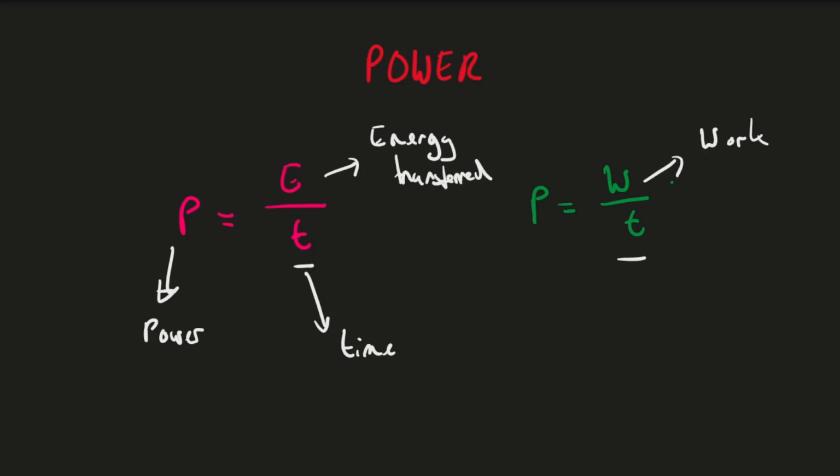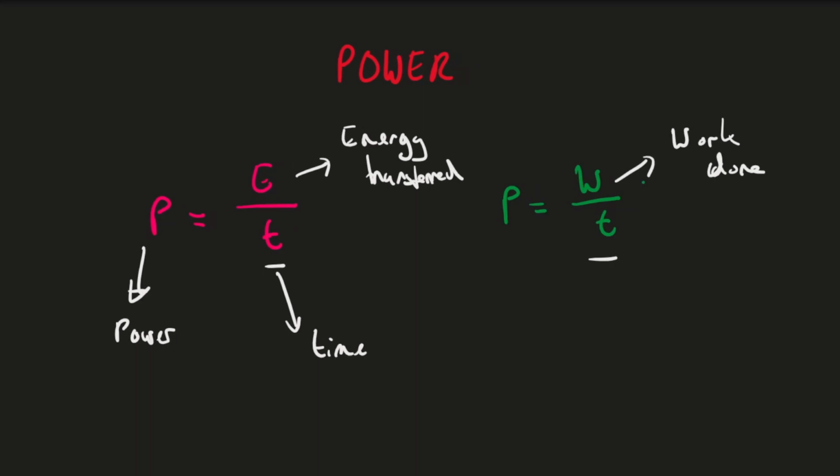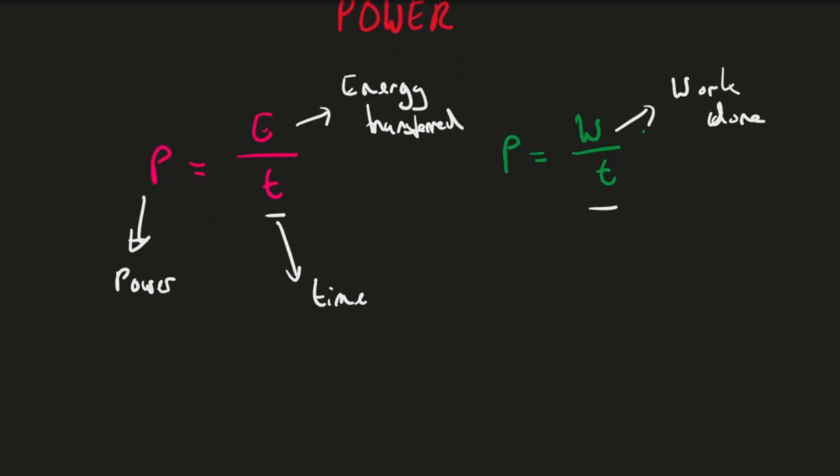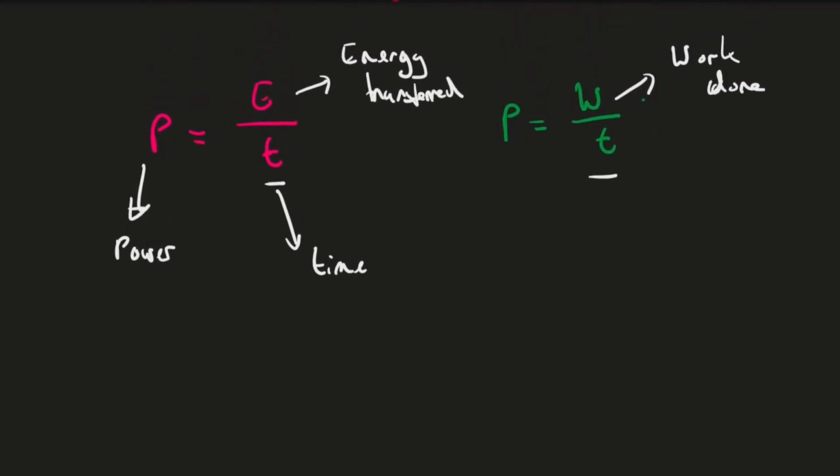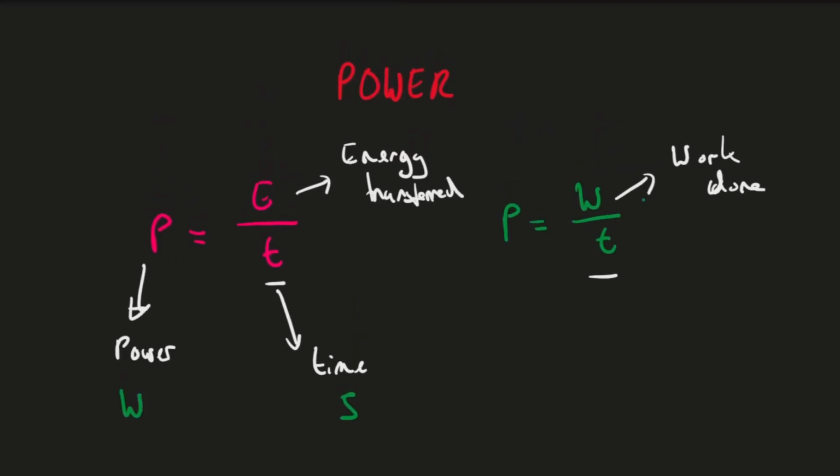And essentially these terms are interchangeable. When we have energy being transferred, we can say that work is being done, but you can use either in different situations. And so let's take a look at an example. But before we do that, let's actually put on some units. So the power is actually measured in watts usually, the time is in seconds, and the energy transferred or the work done is always in joules.